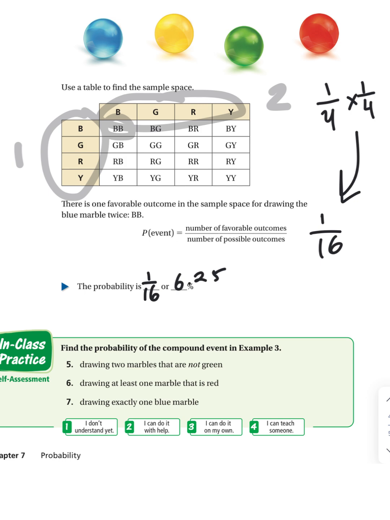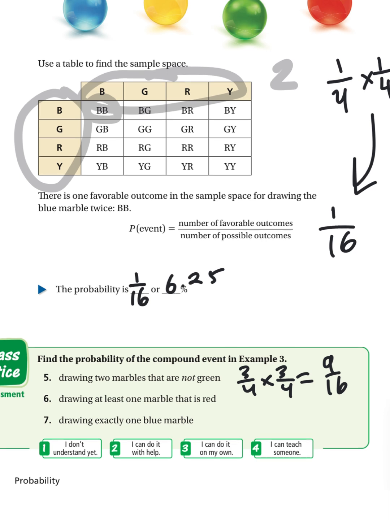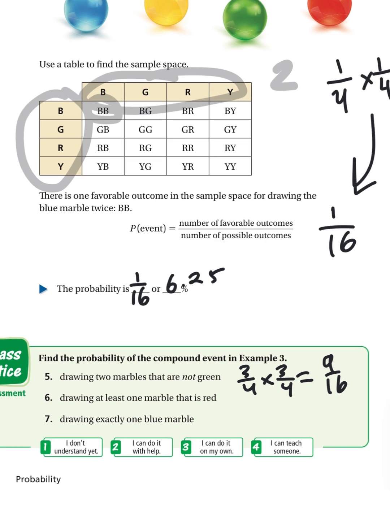So 2 marbles that are not green would be 3/4 times 3/4, which is 9/16. Drawing at least 1 marble that is red. Well, this one I'm going to refer to the table, and I'm going to highlight these like this. So at least 1 marble that is red. I'm going to highlight any with an R in it, which would be these, which would be these. So that should be 7 outcomes out of the 16.